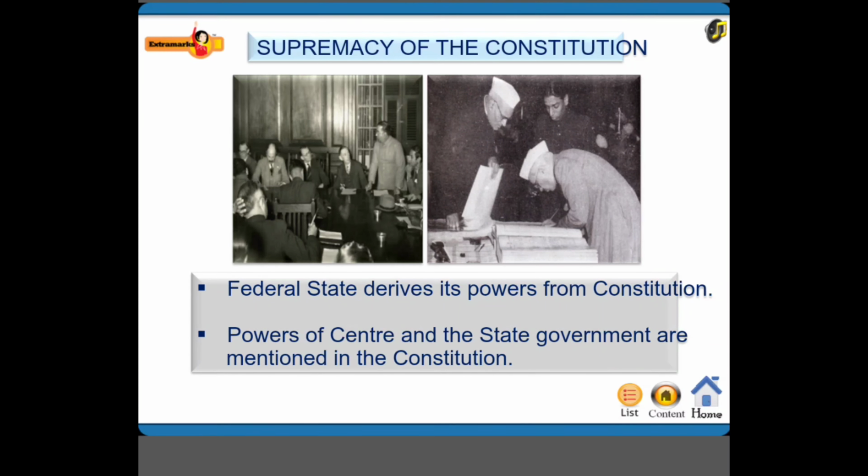Supremacy of the Constitution. Let us now closely examine how the Constitution of India lays down the rules of the distribution of powers in India at different levels of the government. In India, the federal state derives its powers from the constitution of the country, in which the powers of both the central and state governments are mentioned.